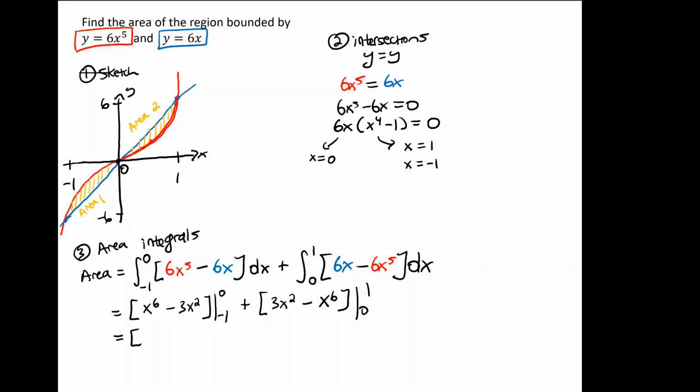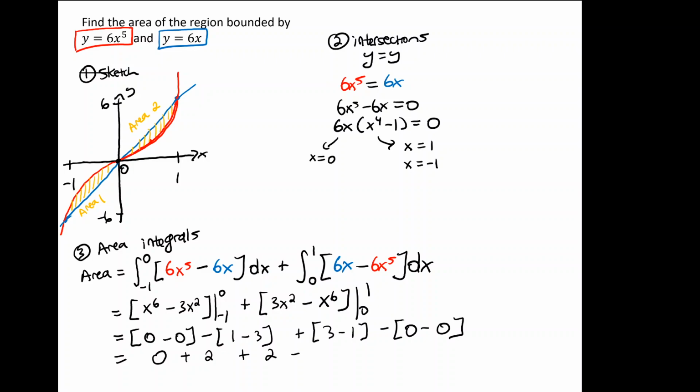Okay, now we plug in the top bound, 0 minus 0. Subtract and plug in the bottom bound. 1 minus 3. Now for the second region, plug in the top bound, we have 3 minus 1. Minus, plug in the bottom bound, 0 minus 0. So this works out to 0 minus negative 2. So 0 plus 2 plus 2 minus 0. We get a total answer of 4 for the area.